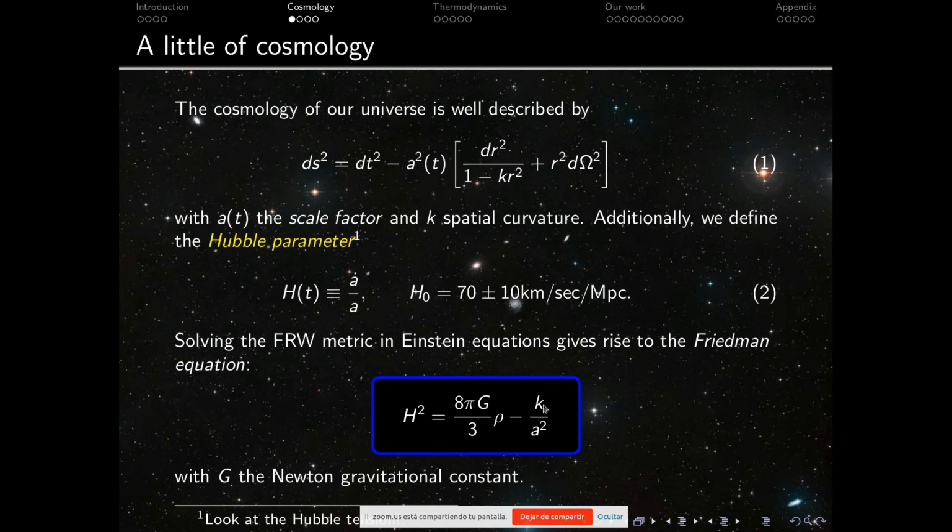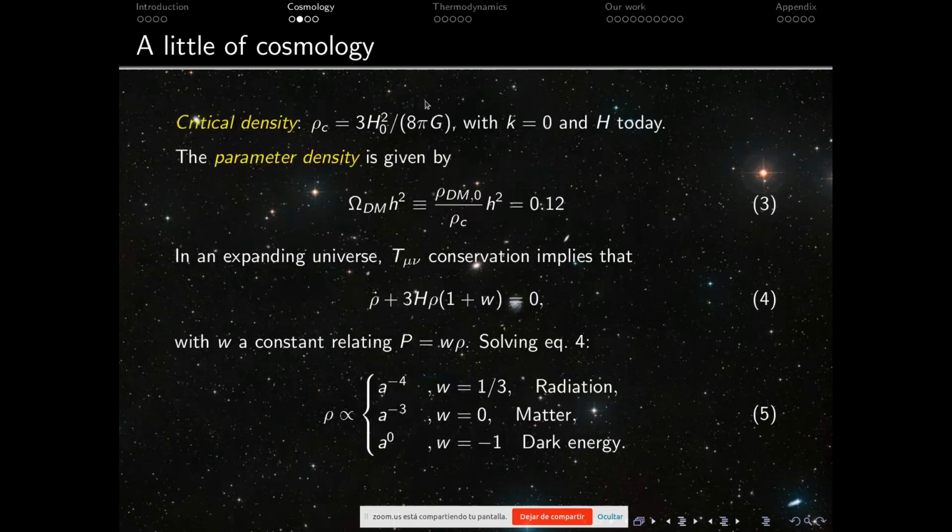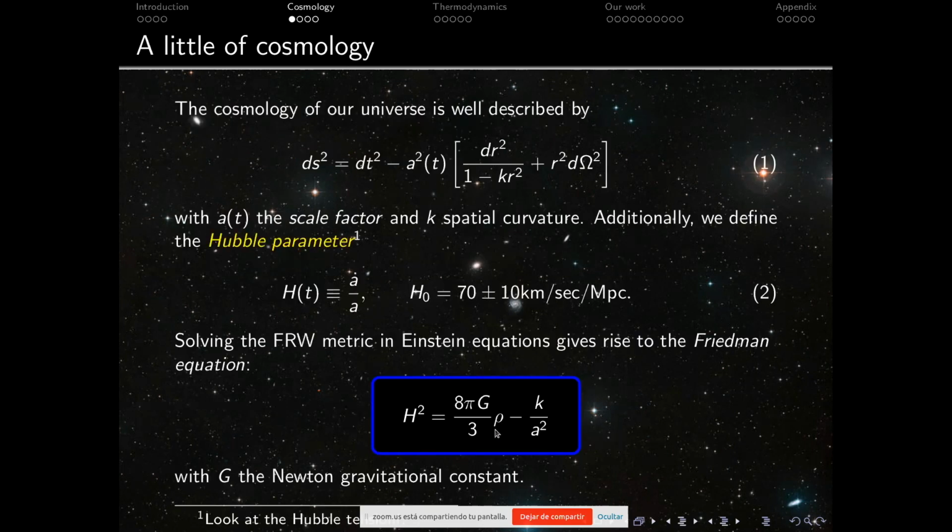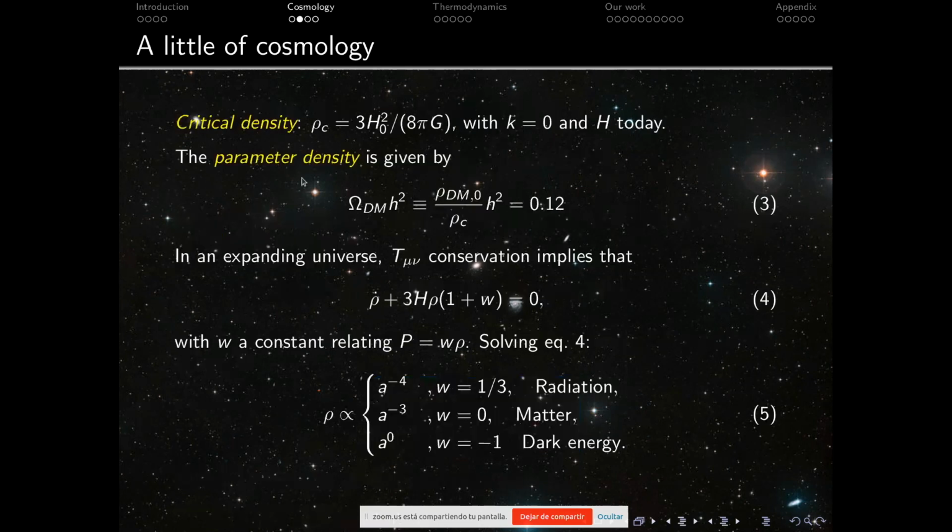So for instance, when you turn this curvature parameter off, you can write down what is called the critical density, given by this expression. From this equation, you can get this rho by evaluating the Hubble rate today, considering a spatial curvature equal to zero. And why is this useful? Because normally, the cosmological observations that we deal with are based on what are called the density parameters. All the density parameters are defined in the same way. It's the quotient between the density of the species, in this case dark matter, measured today, over this critical density.